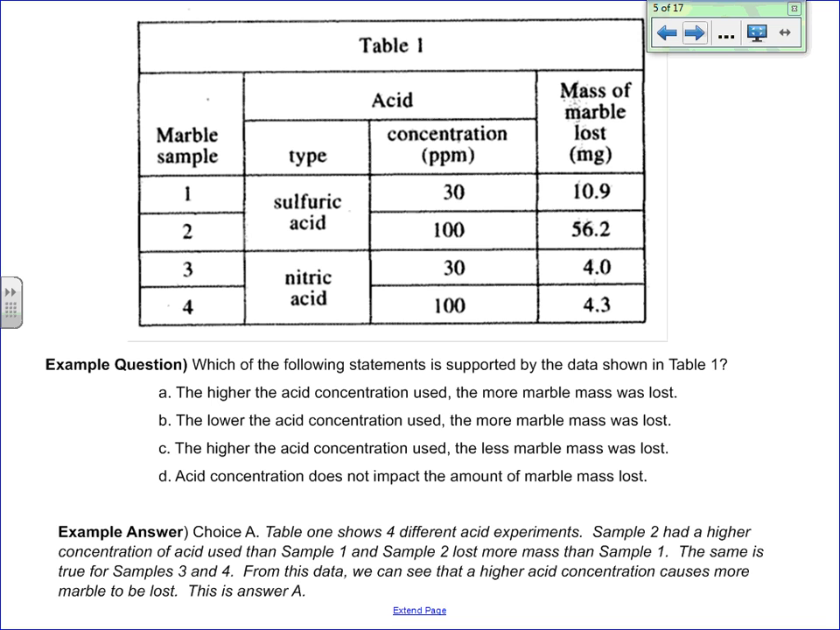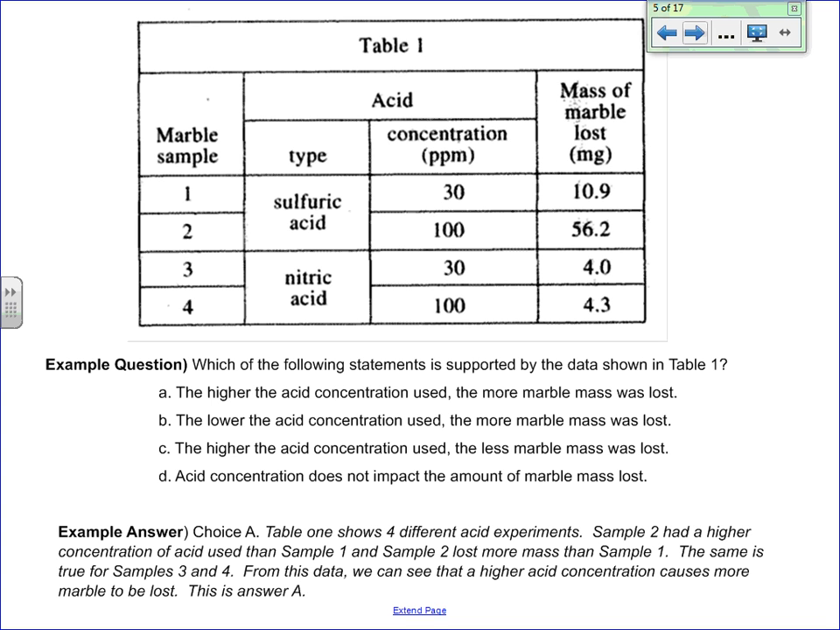So let's take a look at the example question. Which of the following statements is supported by the data shown in Table 1? We need to take a look at each statement and figure out, is that statement true based on the data that we are looking at? Now only one of these should be true. The higher the acid concentration used, the more marble mass lost. Is that true?